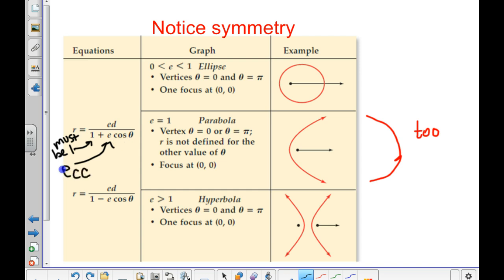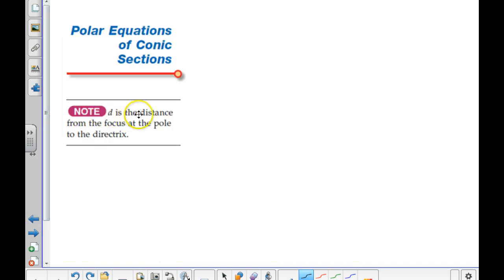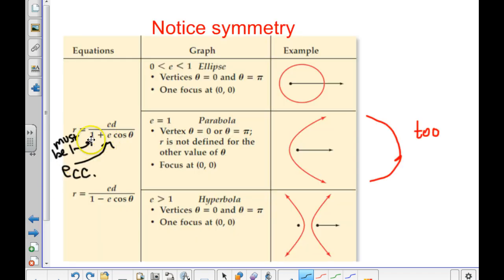the eccentricity. Okay? This top number has to do with d being the distance from the focus at the pole to the directrix. I don't care. Okay? We're not going to do anything with that. We just need to figure out what E is, because the eccentricity will help us predict what it's going to be. Again, less than 1 an ellipse, exactly 1 a parabola, greater than 1 a hyperbola.